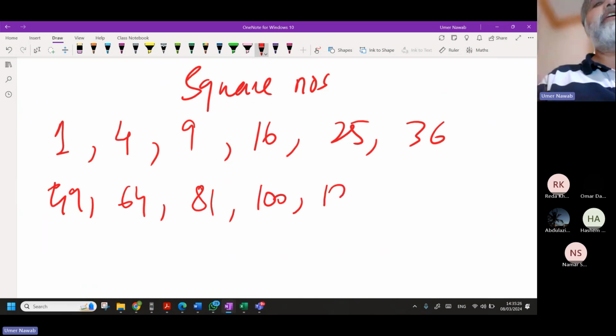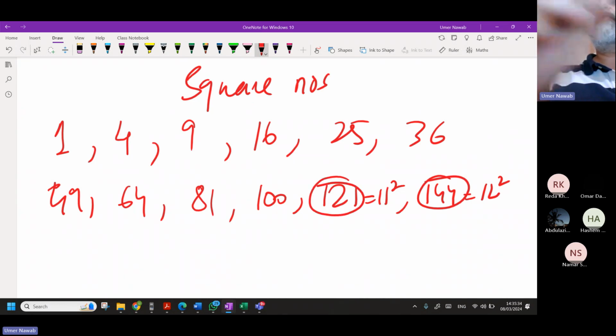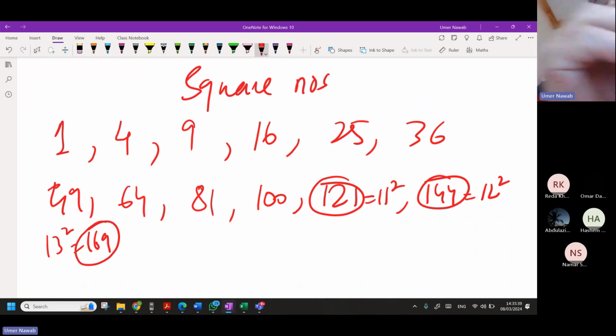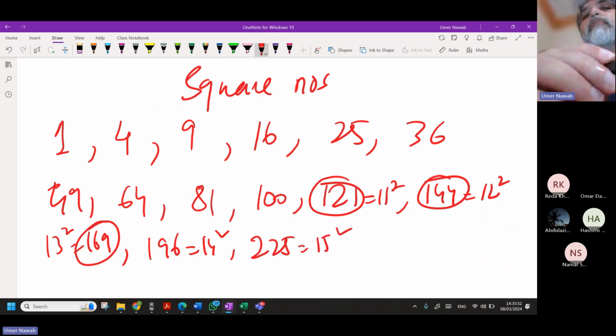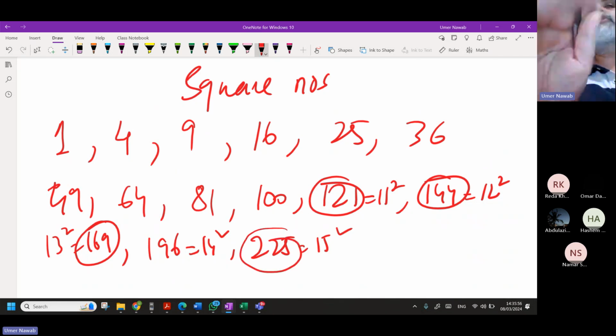100, then 121, because 121 can be written as 11 squared. Then 144, which is 12 squared. So 144 is a square number, 121 is a square number. 13 squared is equal to 169. So you must know that in IGCSE, 169 is a square number. Then after that, 196, which is 14 squared, is also a square number. Then 225, which is 15 squared, is also a square number. I think that is more than enough; you need to know the square numbers up to 225.